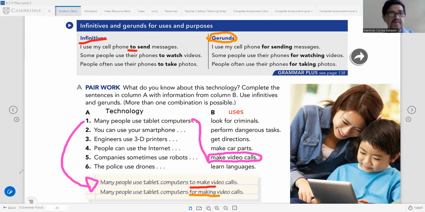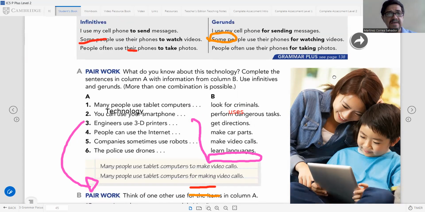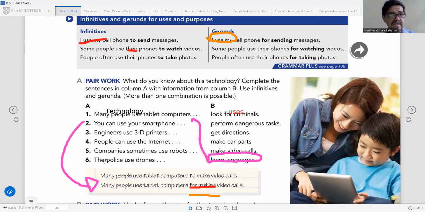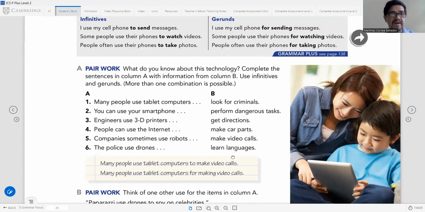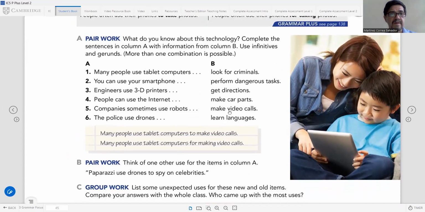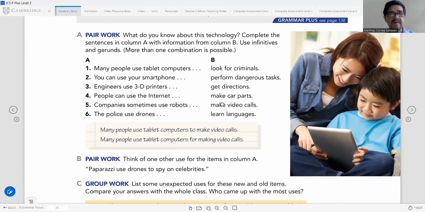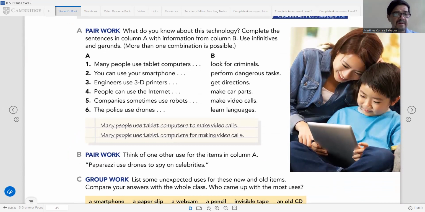There are in total 6 sentences, so you have to write the 6 sentences. Maybe you can write these sentences in your book. The same book, you can do the activity, you can write in the book. So maybe you can do something like this here in the book.